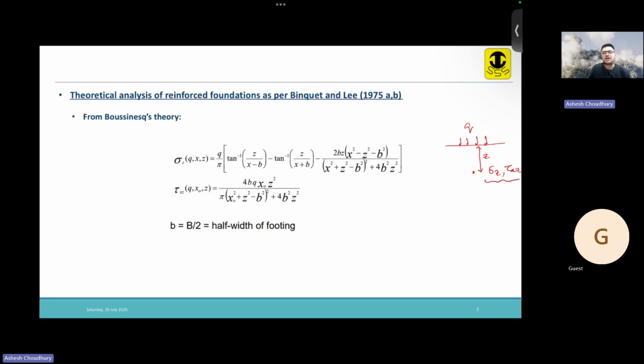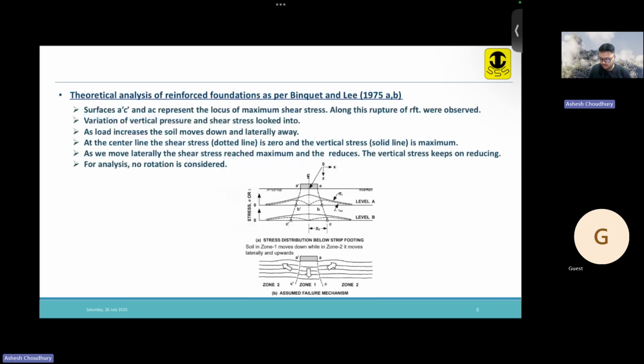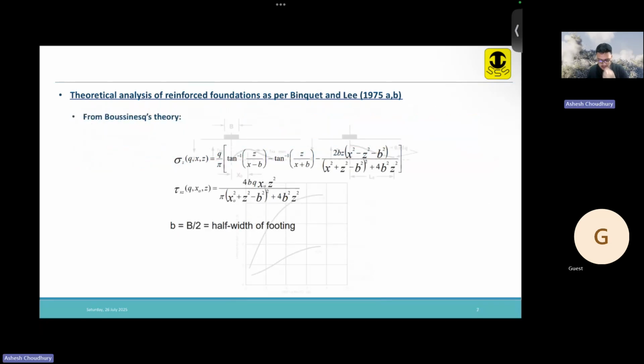So both the vertical stress and shear stress are functions of both Z, that is the depth, and also the lateral coordinate from the central line, at what point you are taking it. We are taking it as X. So these are the two expressions, and in this expression small b is nothing but B by 2, that is the half width of the footing.